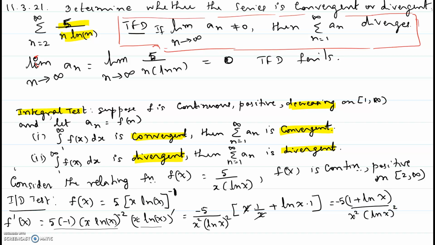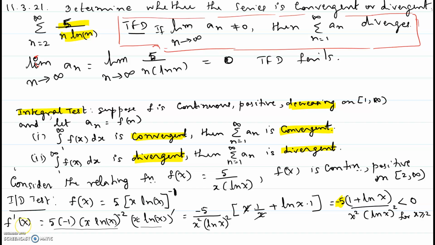The denominator is positive. The denominator being a square of something, it's positive. Then 1 plus ln x is going to be positive starting from x equal to 2. So this is going to be definitely less than 0. So the whole sign depends only on this negative number. So it's going to be less than 0 whenever x is more than or equal to 2, on the interval 2 through infinity.